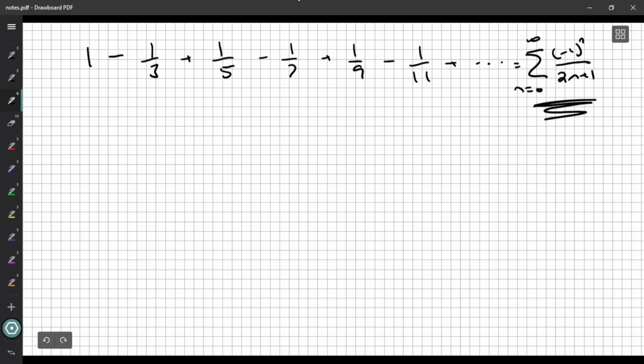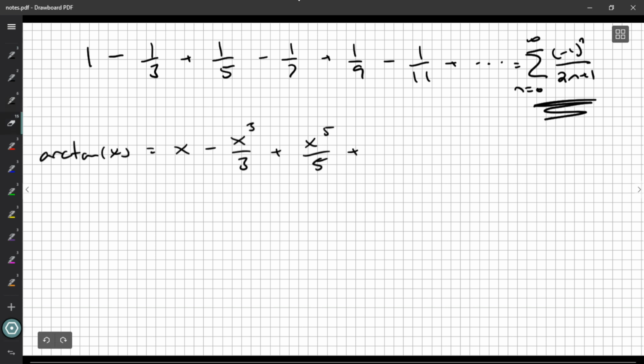Well, I'll tell you what this looks like. Arctan of x has a power series, and it looks like x minus x cubed over 3 plus x to the 5 over 5 minus x to the 7 over 7. Okay. It has individual single odd numbers.